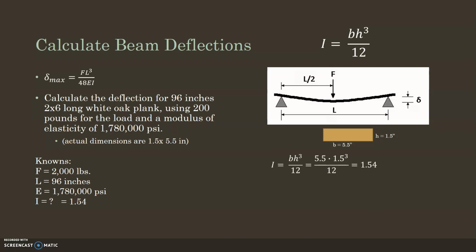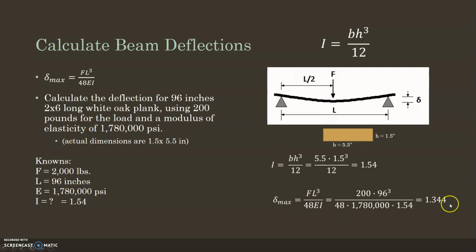Now we know everything for our equation. We can plug it all in. Force of 200 times 96 cubed divided by 48 divided by our 1,780,000 and our 1.54. Now realize that all my distances have to be in inches. I know you're like, well, this also has inches in it, pounds per square inch, and these pounds have to match these pounds. Everything, and these measurements, are all in inches as well. If you start mishmashing units like feet or metric, you start messing up your number.